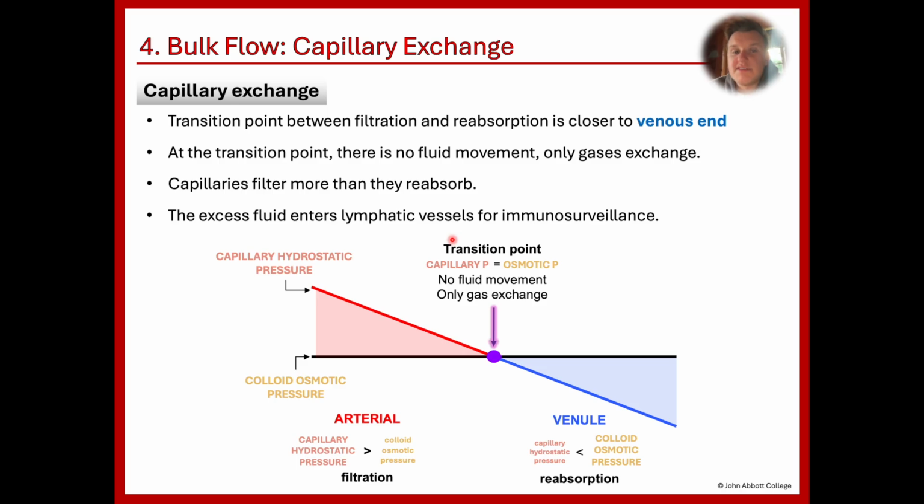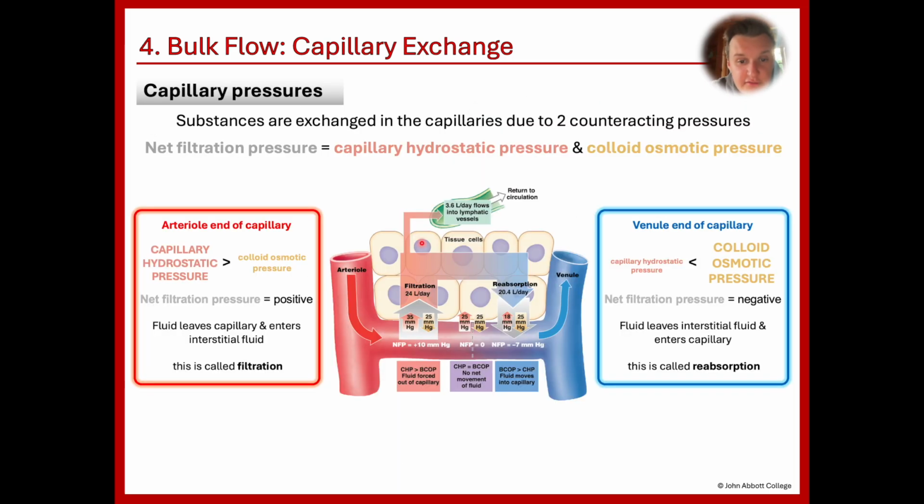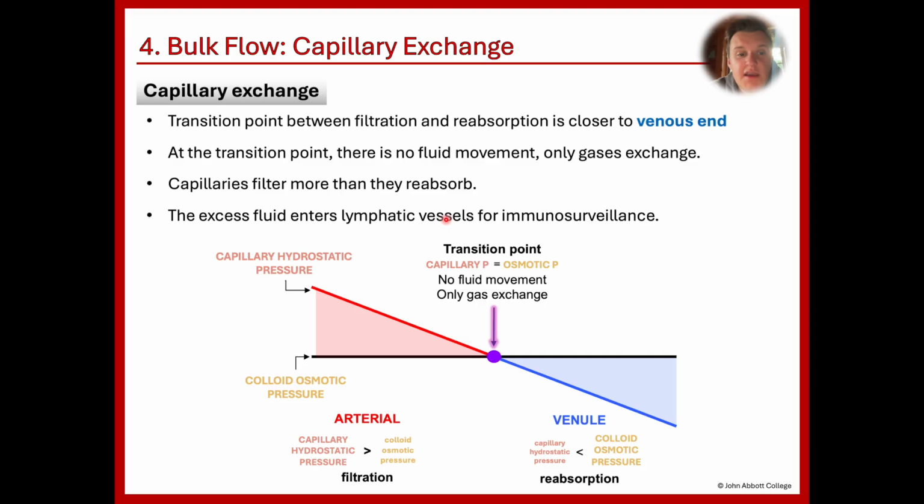So all this to say, additionally, capillaries filter more than they reabsorb, right? Do you see over here it says that there's about 24 liters filtered versus 20.4 liters? So they filter more out, and that's why we need lymphatics to drain out that excess that is not resorbed. The excess fluid enters the lymphatic vessels for immunosurveillance, blah, blah, blah.